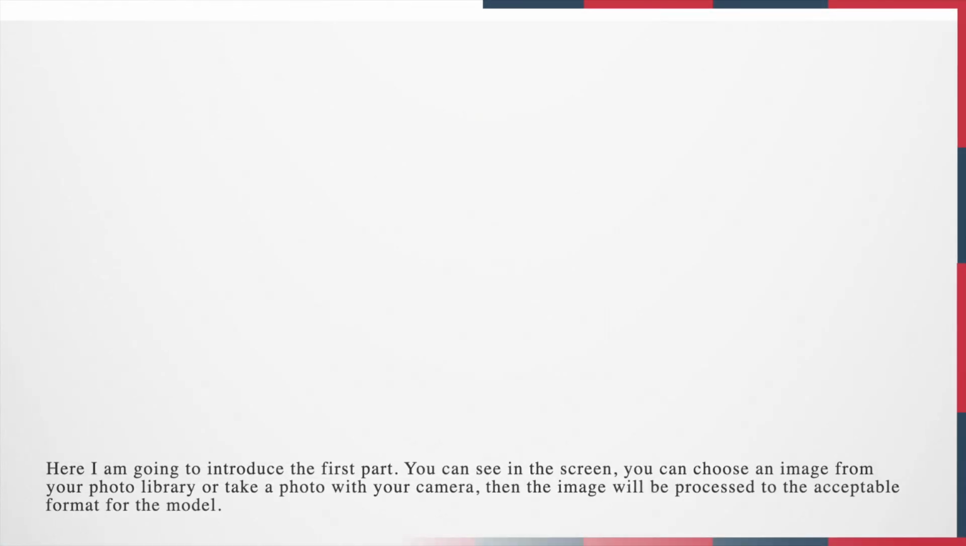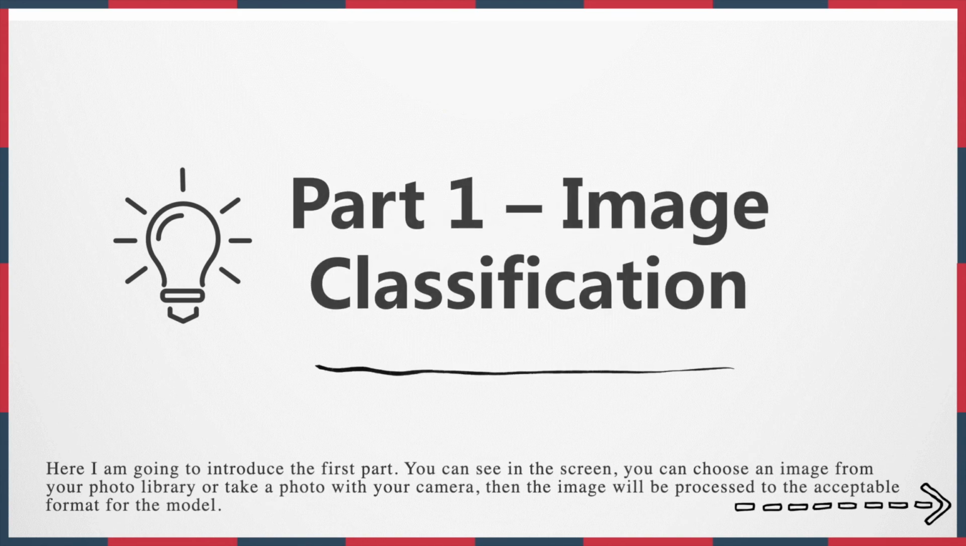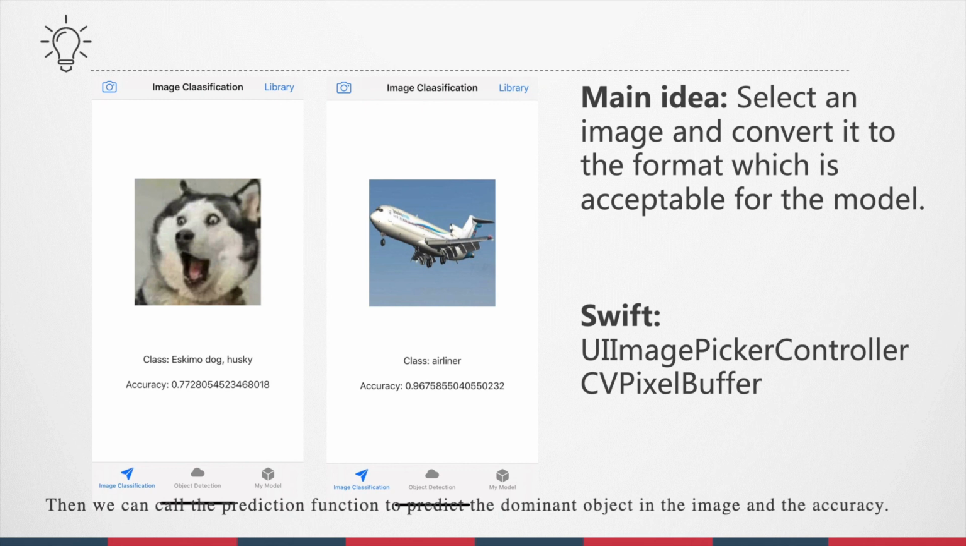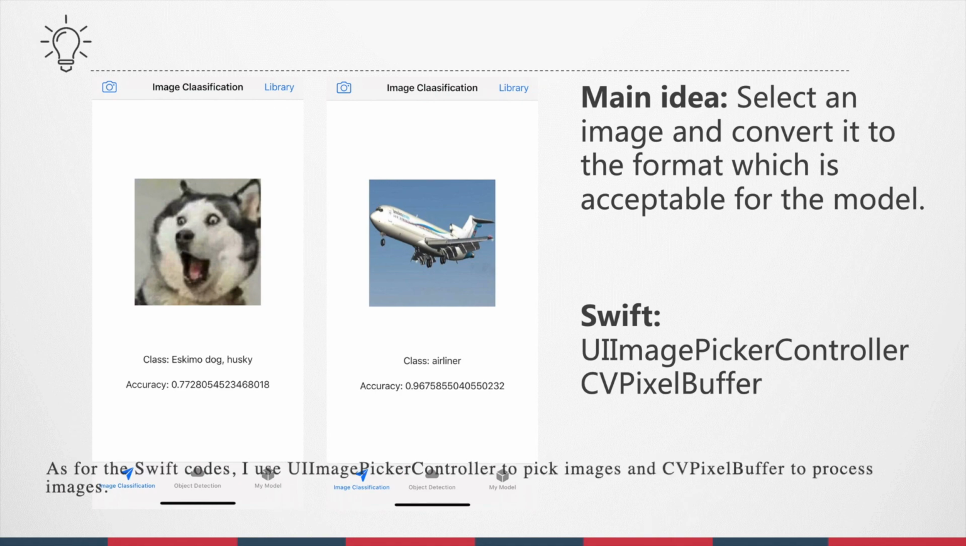Here I'm going to introduce the first part. You can see on the screen, you can choose an image from your photo library or take a photo with your camera. Then the image will be processed to an acceptable format for the model. Then we can call the prediction function to predict the dominant object in the image and the accuracy. You can see that the husky and airliner are classified successfully with good accuracy. As for the Swift code, I use UIImagePickerController to pick images and CVPixelBuffer to process images.